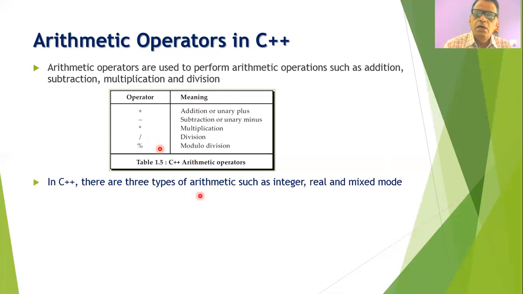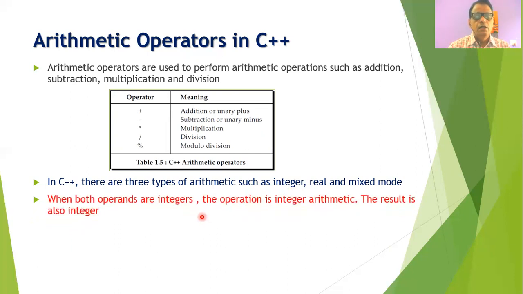In C++, as far as arithmetic is concerned, we can have three types of arithmetic. The first is called integer arithmetic. The second is called real arithmetic. And the third is called mixed mode arithmetic. When we use an operator and both the operands are integer, the arithmetic is called integer arithmetic. Both the operands are integer and therefore the result is also integer.